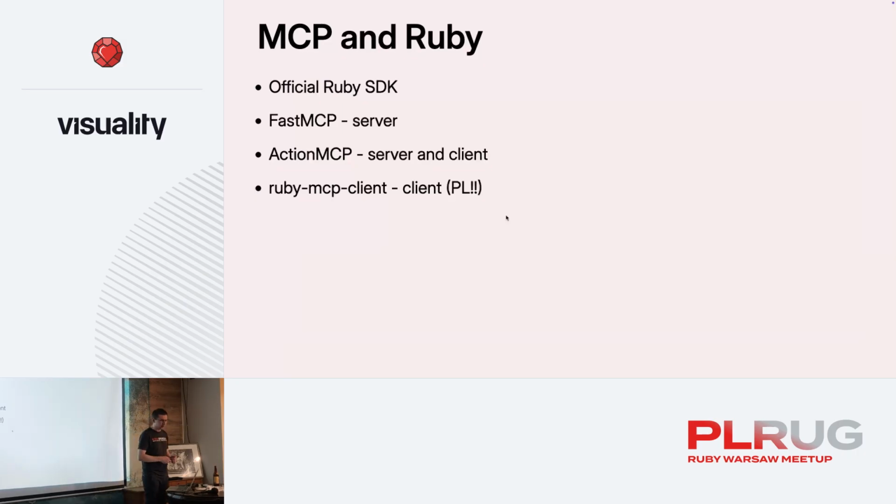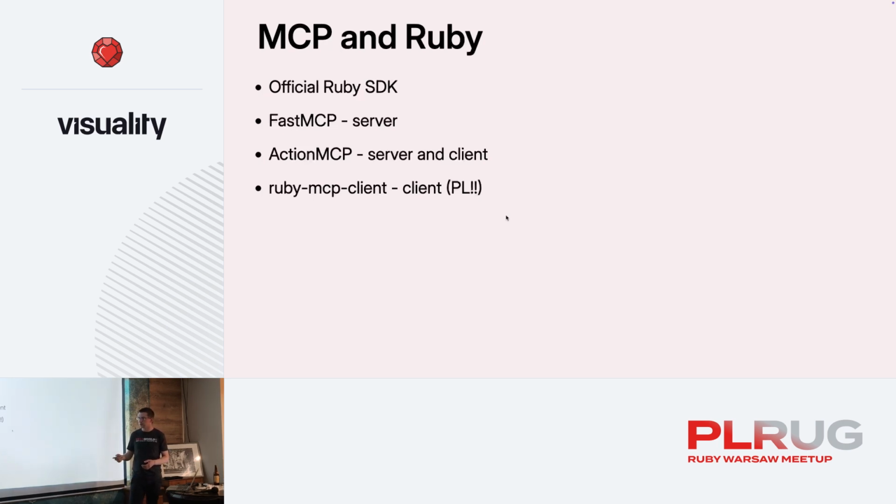So there are several libraries that you can use for Ruby. Actually, about a week ago, we got the official SDK for Ruby, which was kind of a big deal. It's quite basic at the moment, but people from Shopify are really working on that one. Fast MCP server, created by a Frenchman actually. It was featured in the Ruby Weekly newsletter weeks ago already, so this topic is very current.